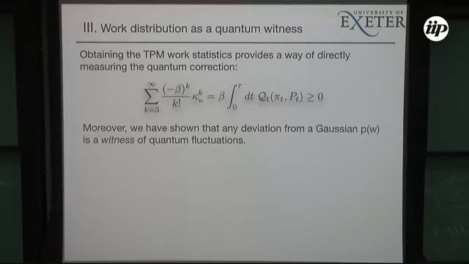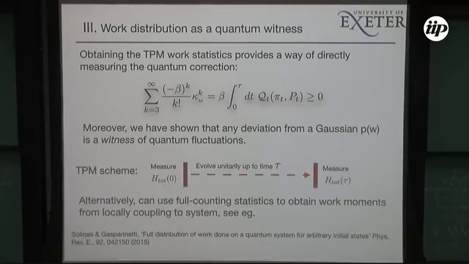So it means we have a way of actually witnessing these corrections, because you just need to access the work statistics, and it directly gives you a way of measuring this quantum correction term. There are various ways of actually measuring these. You can do a measurement on the whole Hilbert space, which is probably unfeasible, but there are alternative measurement schemes where you locally couple to system observables, and you can get these cumulants out. So we have a way of actually witnessing this correction.